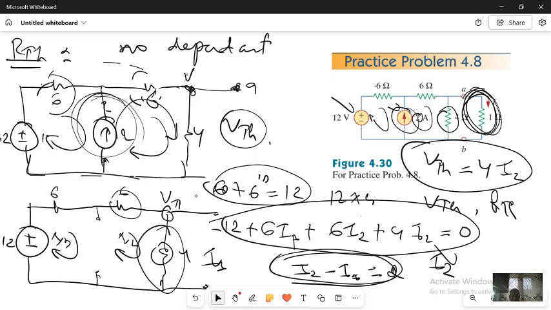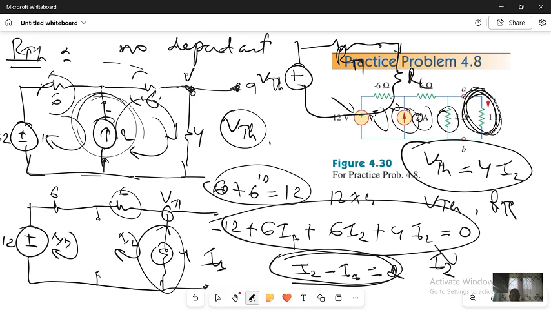Now if I found VTH, I found RTH. That means my circuit is going to be my Thevenin VTH, I have RTH, and I have my load. Now if I found RTH, I can find the current I by I equal VTH, as we saw before, divided by RL plus RTH, the equivalent resistor. That is for when there is no dependent source.